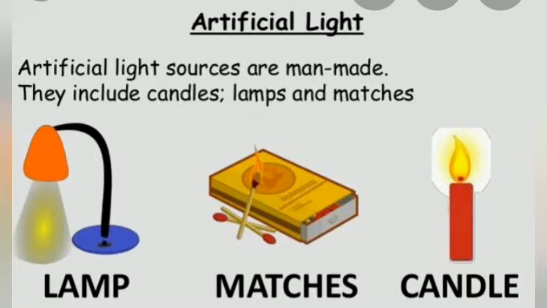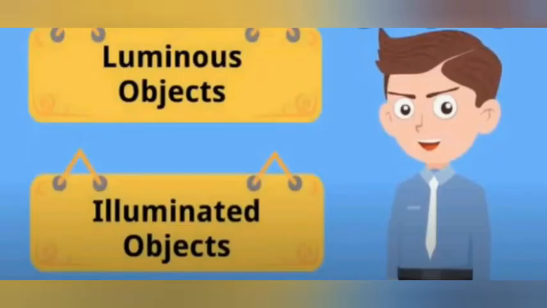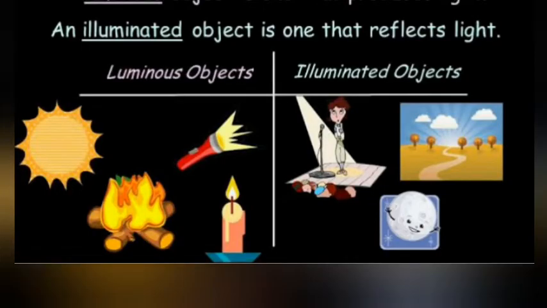Now, objects that emit their own light are called luminous objects. For example, the sun, the stars, bulb, candle, torch, etc. are some sources of light. Objects that do not emit light of their own are called non-luminous objects. For example, a book, a piece of stone, and so on.